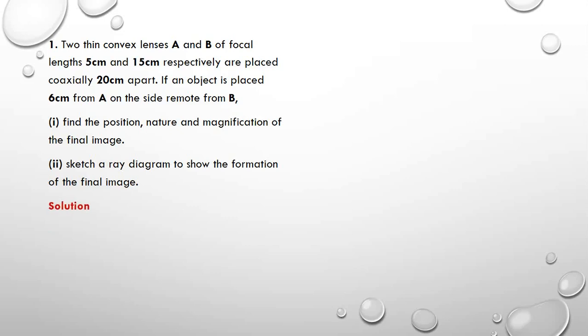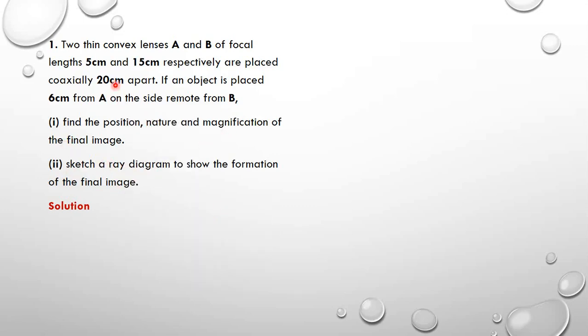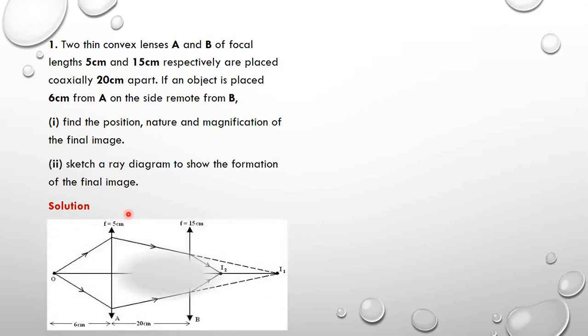So let's look at this. It is always good for us when we are dealing with this to use a ray diagram, to understand this better. So here, we are having two lenses, that is A and B, and they have focal length 5 centimeters and 15 centimeters. Convex means they are all positive. So let's first draw the sketch just to help us understand that, because we're having two lenses. So here we shall have this lens A and B.